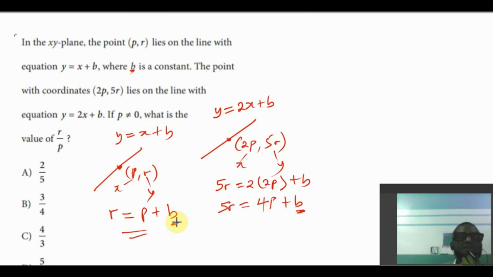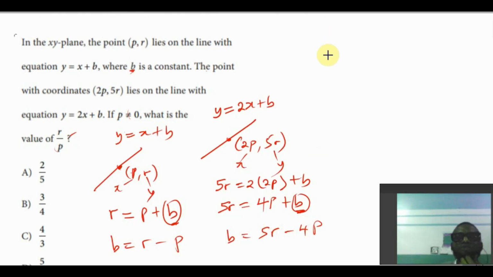Now the question asks, what is the value of r over p? But p cannot be 0, because if p is 0 then this is undefined. Both expressions have three variables, r, p and b, but b is constant in both cases. So why not equate both b's? For the first, b = r minus p. For the second, b = 5r minus 4p.